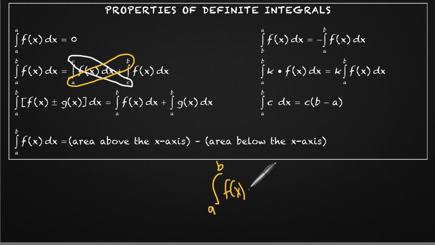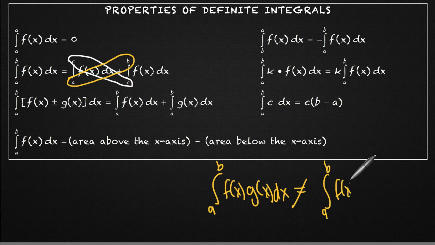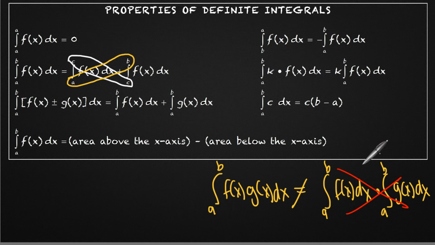So if, let's say you have f of x times g of x, this is not equal to the integral a to b f of x dx times the integral from a to b g of x dx. That is not allowed, so I'm going to put a big red X on that. And the idea is we have some other techniques for integrating things like that.